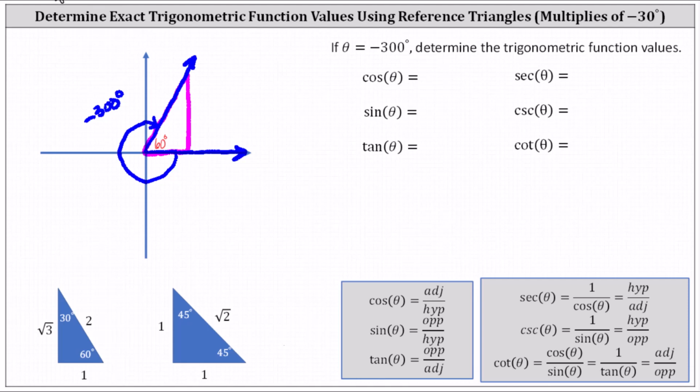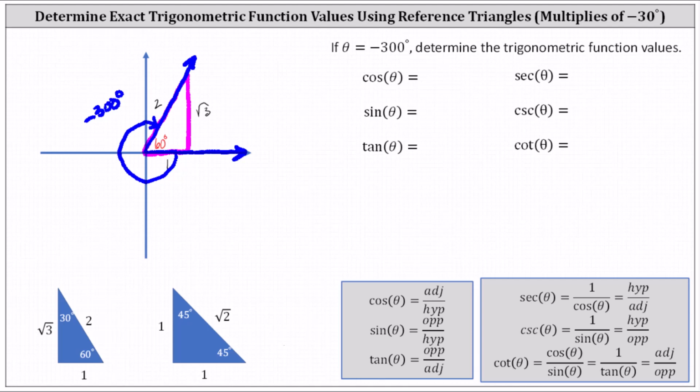Because we're in the first quadrant where x and y are both positive, we can label the short horizontal leg positive 1, the longer vertical leg positive square root 3, and the hypotenuse 2. And now I can use this reference triangle to determine the trigonometric function values.